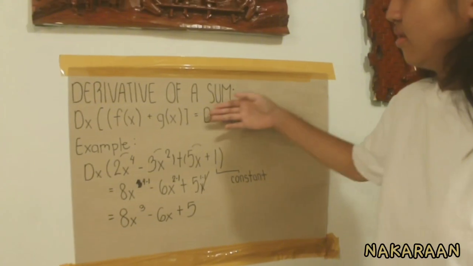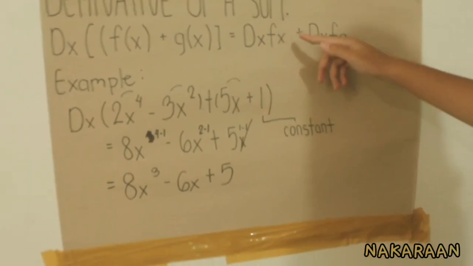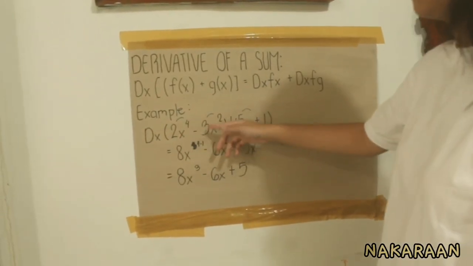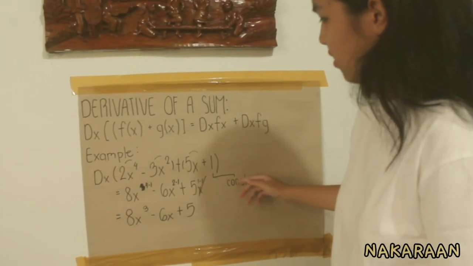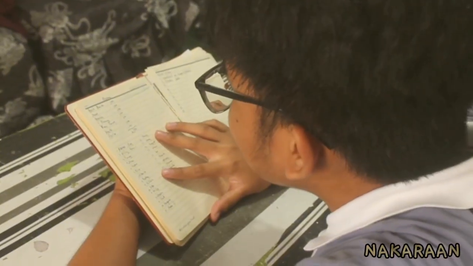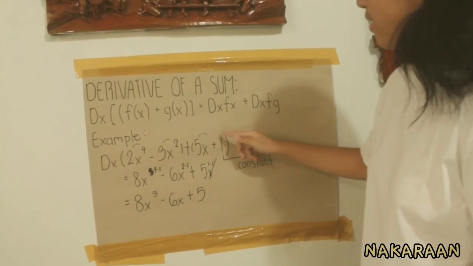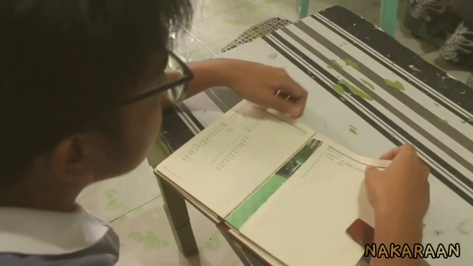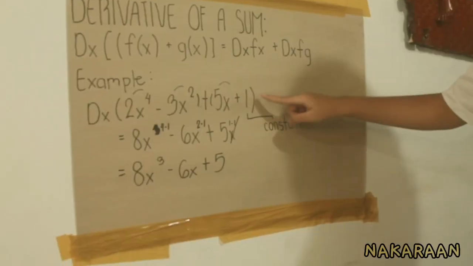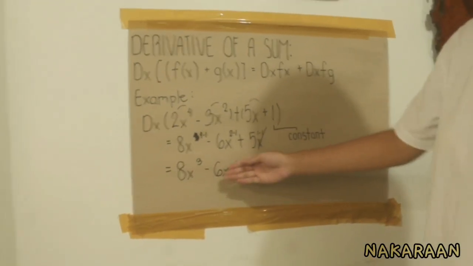Derivative of a sum. So we have this formula, which is the derivative of f of x plus g of x is going to be the derivative of f of x plus the derivative of g of x. So we have the given 2x raised to 4 minus 3x squared plus 5x plus 1. So what we're going to do here is multiply the exponent, so 4 times 2 becomes 8, and 3 times 2. And then we have 5x, we're going to multiply by the imaginary 1. We're going to apply the constant rule here, which becomes 0. So we're going to cancel it. So now we have the answer 8x cubed minus 6x plus 5.